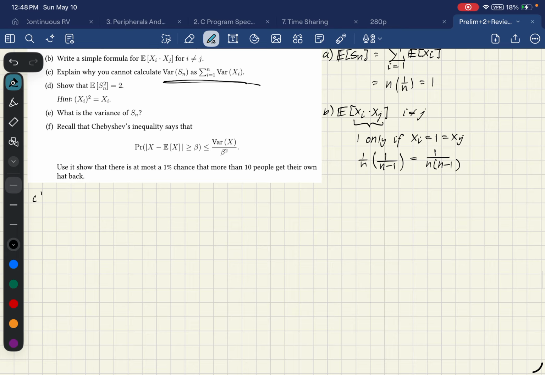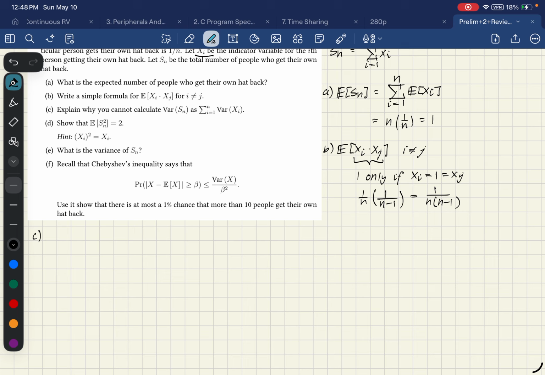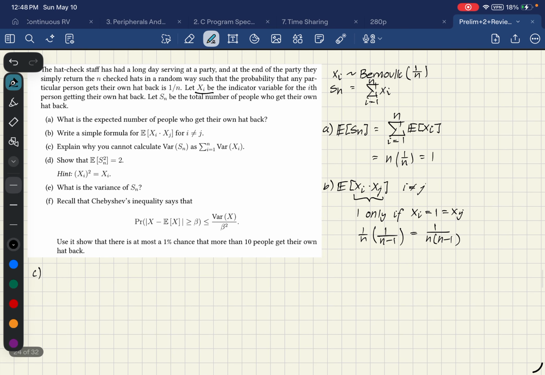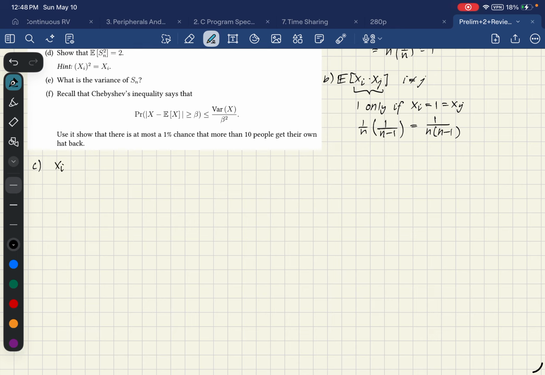Part C is asking a conceptual question. Why can't we calculate the variance of s sub n as the sum of the variances of the Bernoulli random variables? Now, what you just got to remember for this one is that although linearity of expectation always applies, you can only add the variances if they are independent. So the answer to this is just that the x sub i's are not independent. Okay.